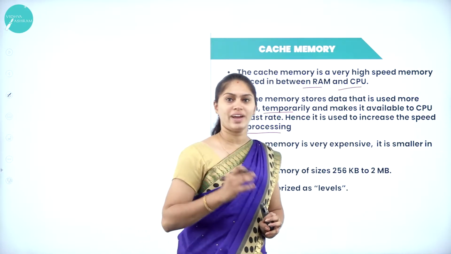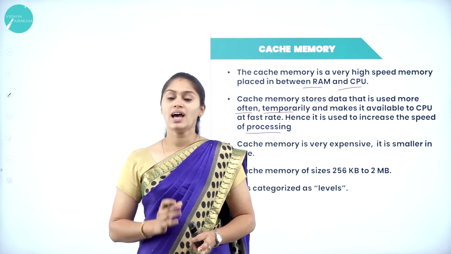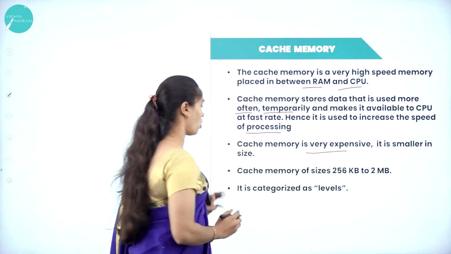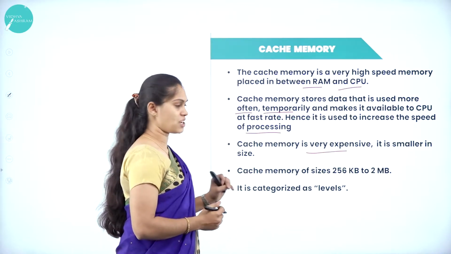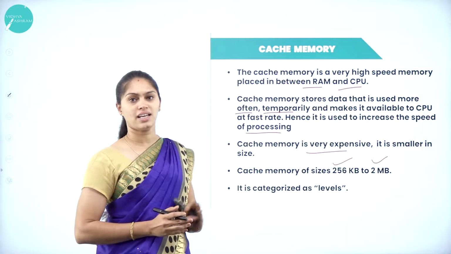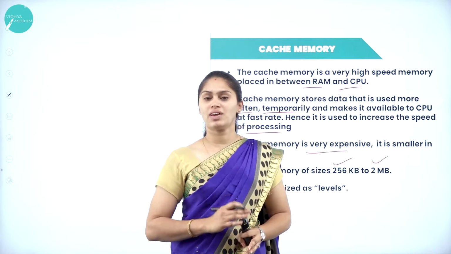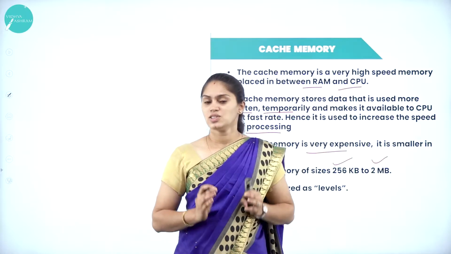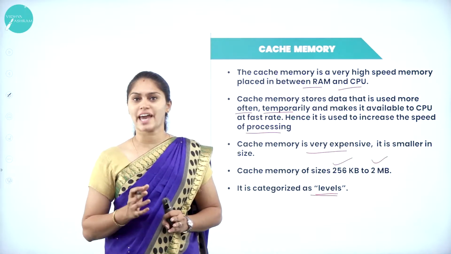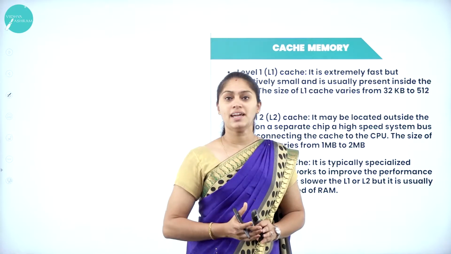Here the size is very small. The size or holding capacity of this cache memory is very small and it is very expensive. Expensive in the sense the cost is more, and smaller in size. Then what is the size of this cache memory? It varies from 256 KB to 2 megabytes, that is 2 MB. And this cache memory is categorized as levels. We are not going to divide this as types. This is categorized as levels. Then what are the levels of this cache memory? There we have 3 levels, that is level 1, level 2 and level 3 cache memory.